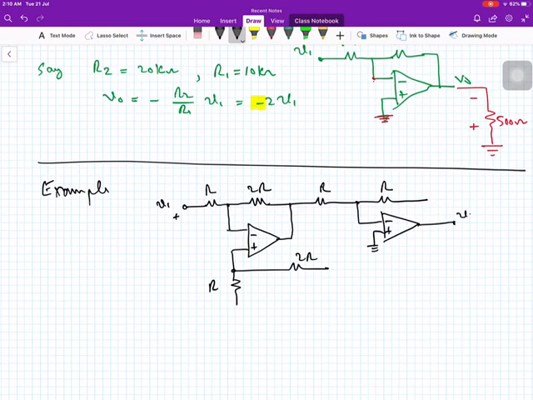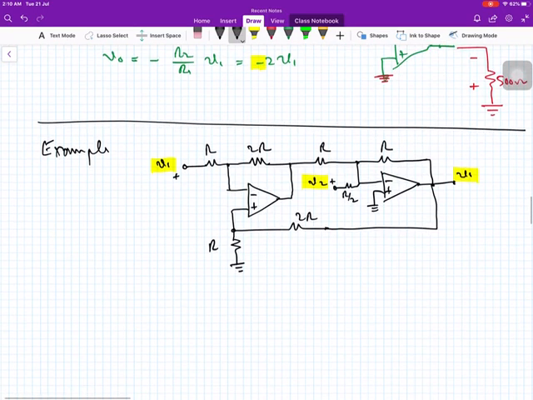This is our output, and output is again connected back to this, and there is another input V2, and the positive side of V2 is connected to this through R by 2. So this circuit has two inputs, V1, V2 and one output. So how to analyze such a circuit? I will give you a few simple hints, and you will do it by yourself.